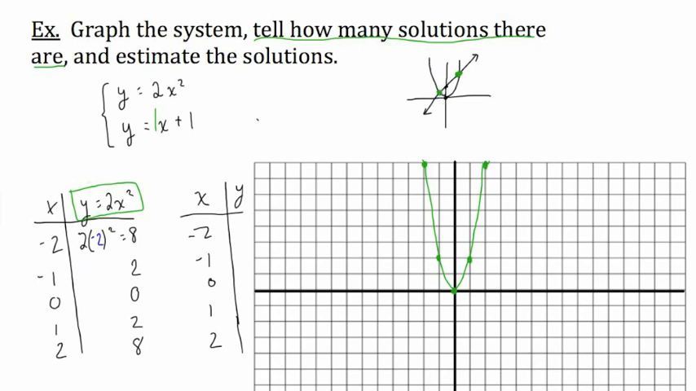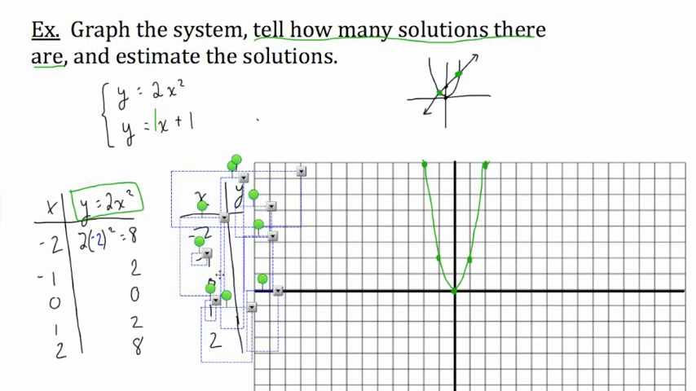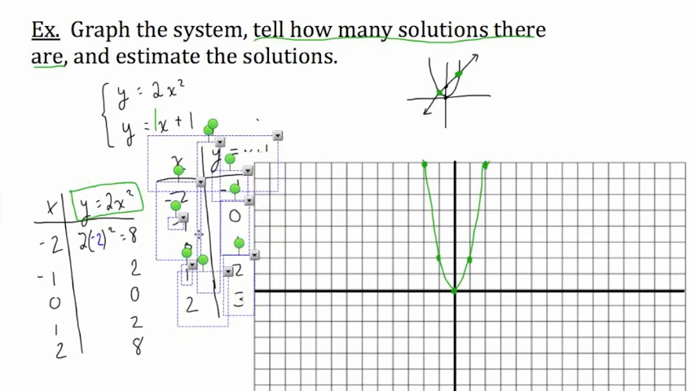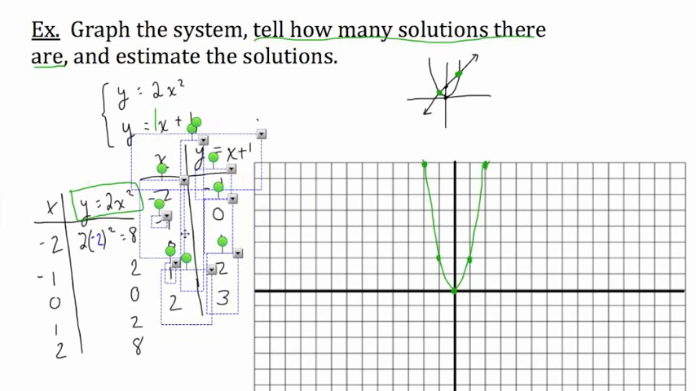Now we'll graph the line in blue. It looks like we lost some of it here. It's y equals x plus 1.